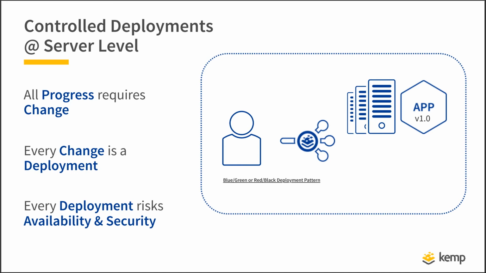So when we look at a server level, and we talk about a blue-green pattern, or sometimes it's also called red-black, here we have in the diagram just a user connecting to an application via a load balancer. There's a server pool, there are multiple servers there, and the application is on version 1.0.